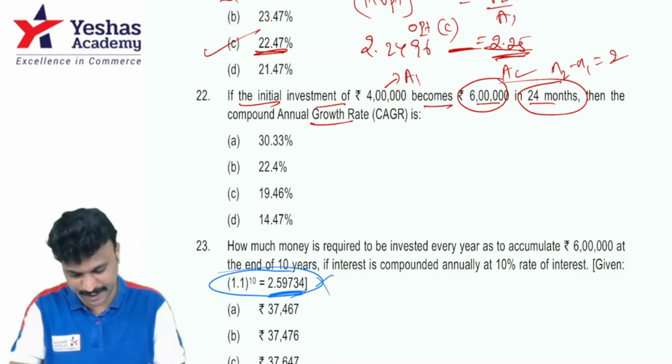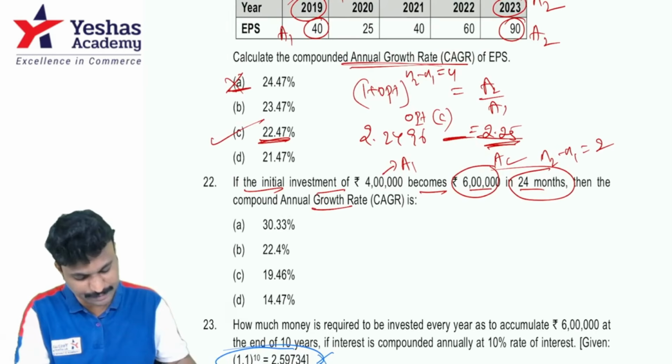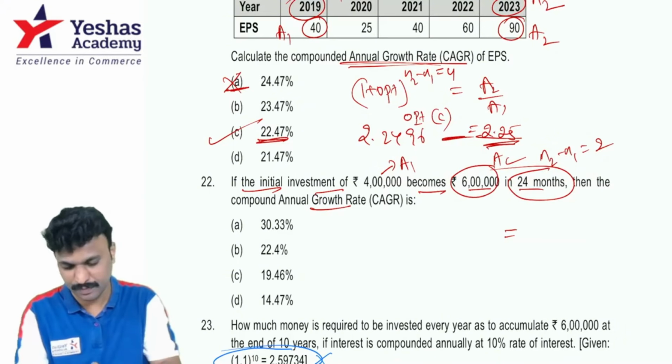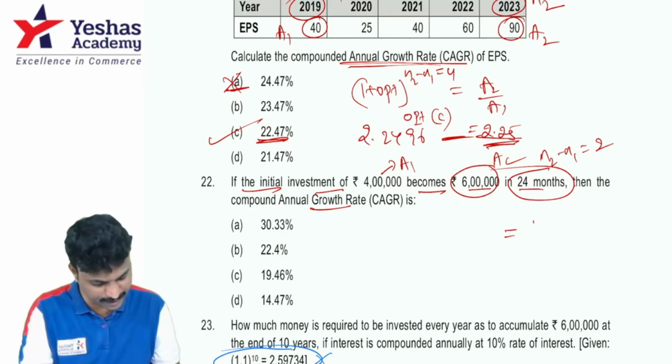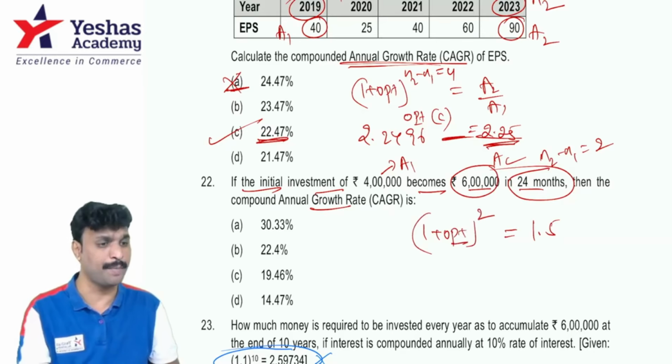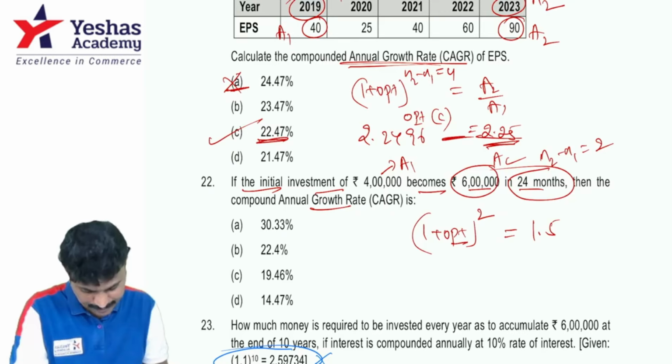Now we need to find CAGR. Once again, the same shortcut, 1 plus option power 2 is equal to A2 by A1. Guys, what is A2? 6 lakh. 6 lakh divided by 4 lakh. That fetches me how much? 1.5. Correct? Now 1 plus option power 2, which option actually gives you 1.5 nearest? It should be, is it option A?